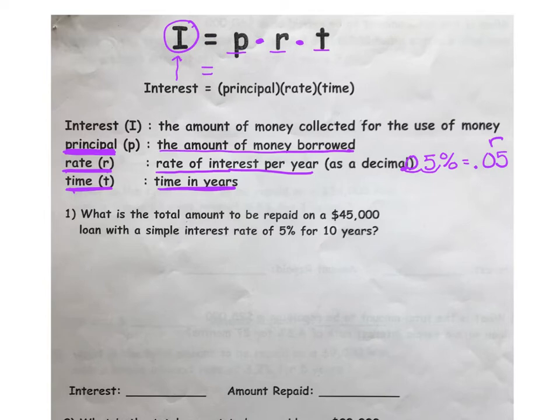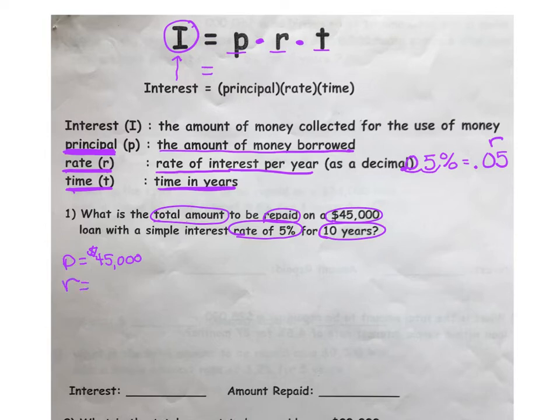Let's take a look at the problem we've been given. It says, what is the total amount repaid on a $45,000 loan with a simple interest rate of 5% per year for 10 years? Well, let's identify a few important pieces to this story problem. The principal, the amount you're going to borrow, is $45,000. Please jot that down as we organize our information.